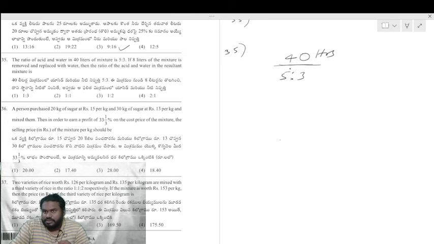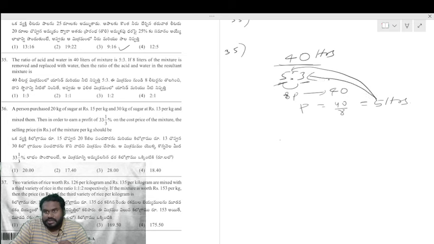Total 40. In that, acid is 5 parts and water is 3 parts. Total how many parts? 8 parts. So 8 parts is becoming 40. So 1 part equals 40 by 8. So 1 part is becoming 5 liters. So if 1 part is 5 liters, multiply this with 5. So 25 is acid and 15 is water.